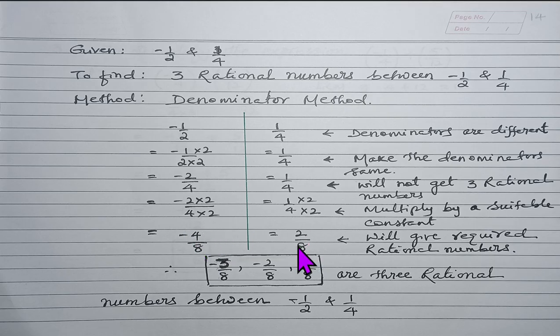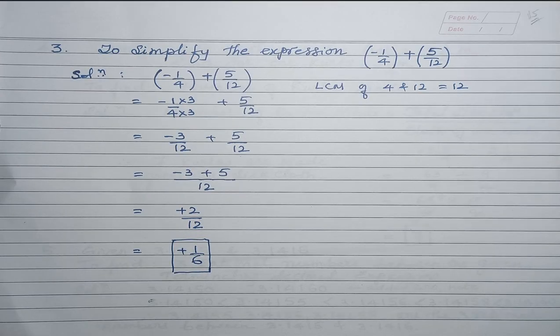So between minus 4 by 8 and 2 by 8, we get three rational numbers: greater than minus 4 is minus 3 by 8. Greater than that is minus 2 by 8, and greater than that is 1 by 8, which is less than 2 by 8, and therefore minus 3 by 8, minus 2 by 8 and 1 by 8 are the three rational numbers which lie between minus 1 by 2 and 1 by 4. So this is the denominator method of finding out the required number of rational numbers between any two given rational numbers. So please remember that.